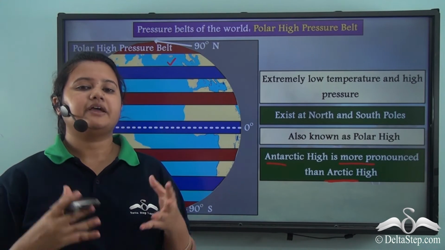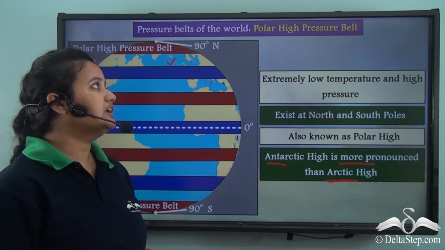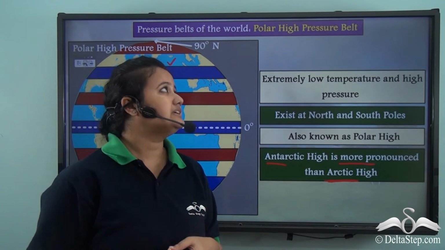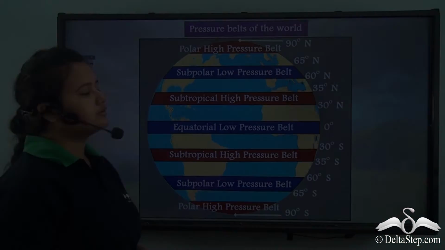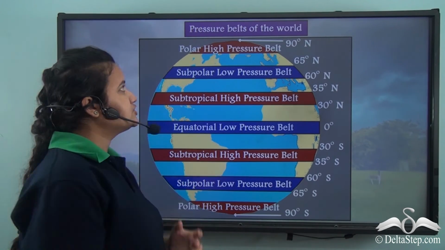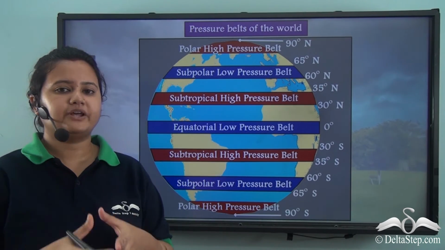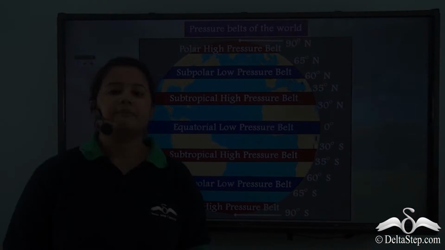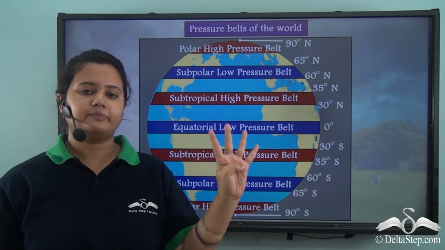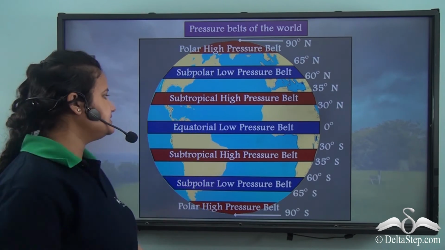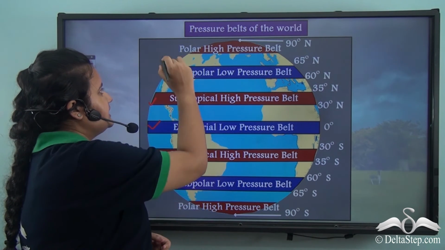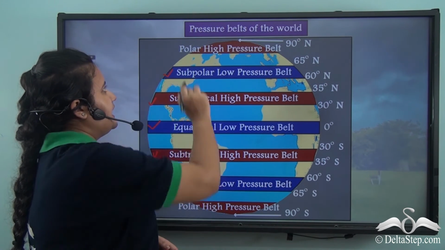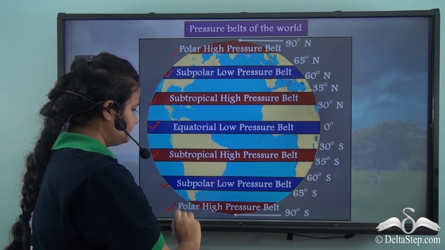So these are the important characteristics of the polar high pressure belt. So these are the major pressure belts of the world. Mainly, there are 4 major pressure belts in our world, that is the equatorial pressure belt, subtropical pressure belt, subpolar pressure belt, and polar pressure belt.